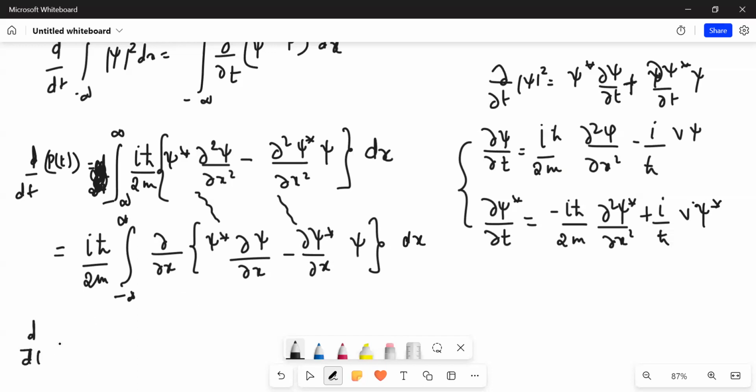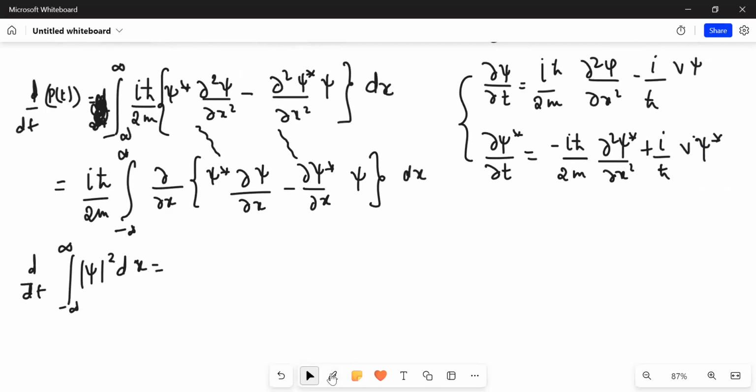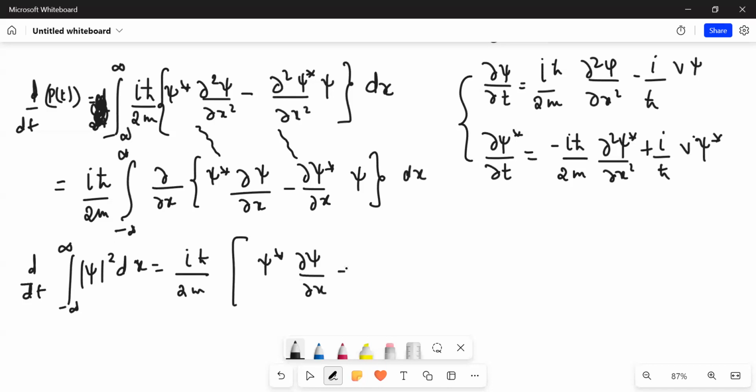So d/dt of probability as a function of time, that is the integral from minus infinity to plus infinity of |ψ|² dx, is equal to what? It is equivalent to writing this. And if I integrate with respect to x, what am I going to get? I'll get ψ* ∂ψ/∂x minus ∂ψ*/∂x ψ, from minus infinity to plus infinity. If I place plus infinity here, I understand that this particular term is going to 0, and this particular term is going to 0, because we understand that as x tends to infinity, ψ must go towards 0. So if I take both of these limits, this will give me 0.